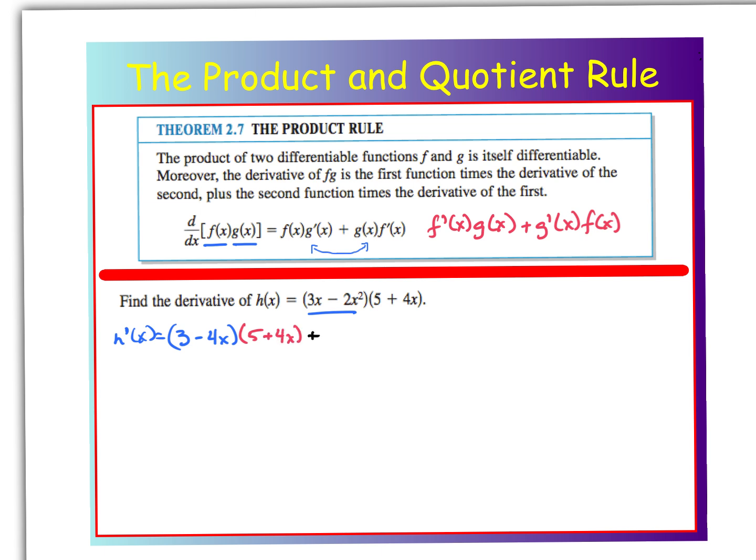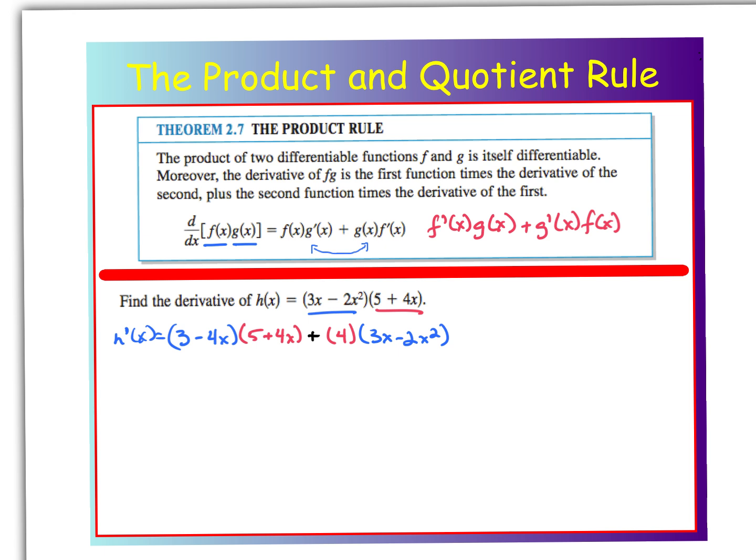And then plus. Now we take the derivative of the second. So what's the derivative of the second? 4. And then times the first. And so right there was calculus. This is called a raw derivative. All right. And so the rest of it is going to be algebra. All right. And so now we have to simplify.